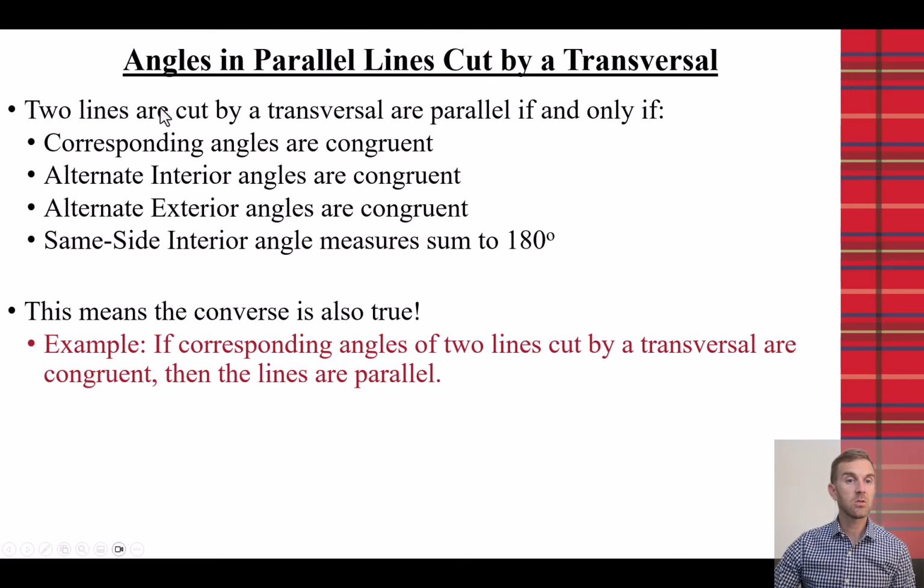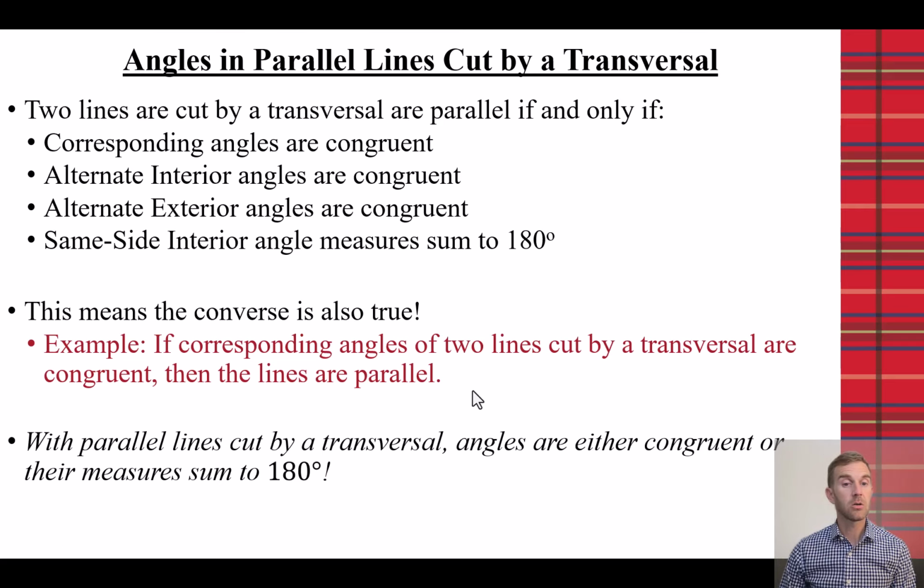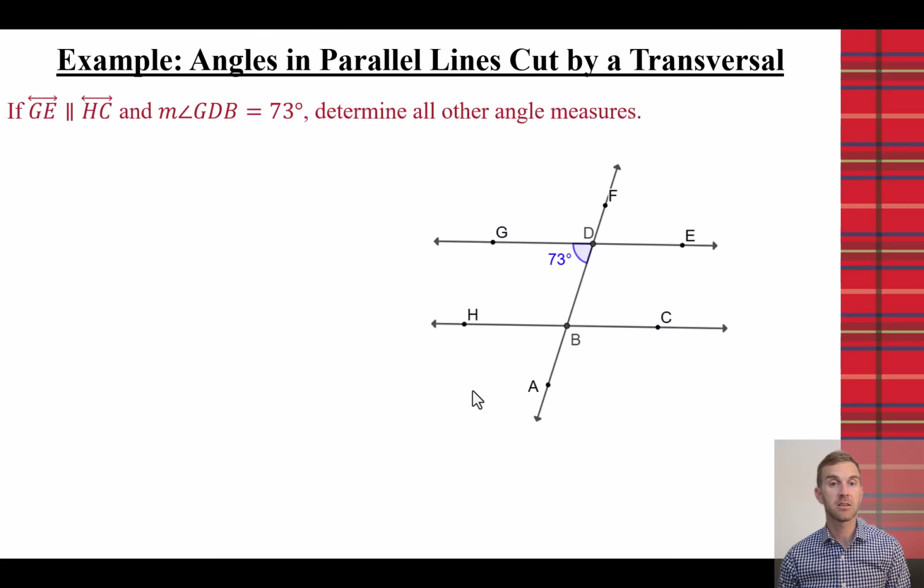So instead of saying if two lines cut by a transversal are parallel, then the corresponding angles are congruent, we could say if the corresponding angles are congruent, then the lines are parallel. So we know that the relationship goes both directions. Also, when we have parallel lines cut by a transversal, we know that the angles are either congruent or their measures will sum to 180 degrees. It has to be one of those two facts.